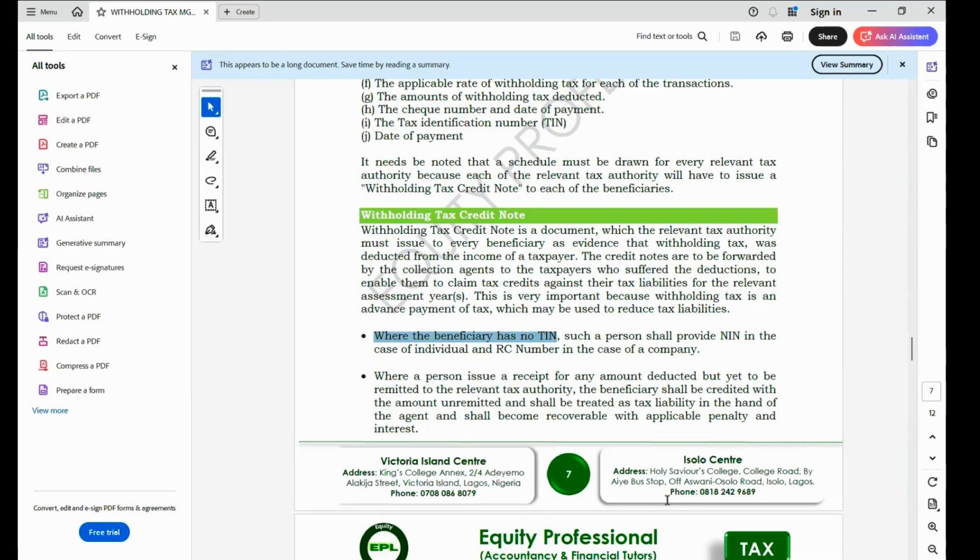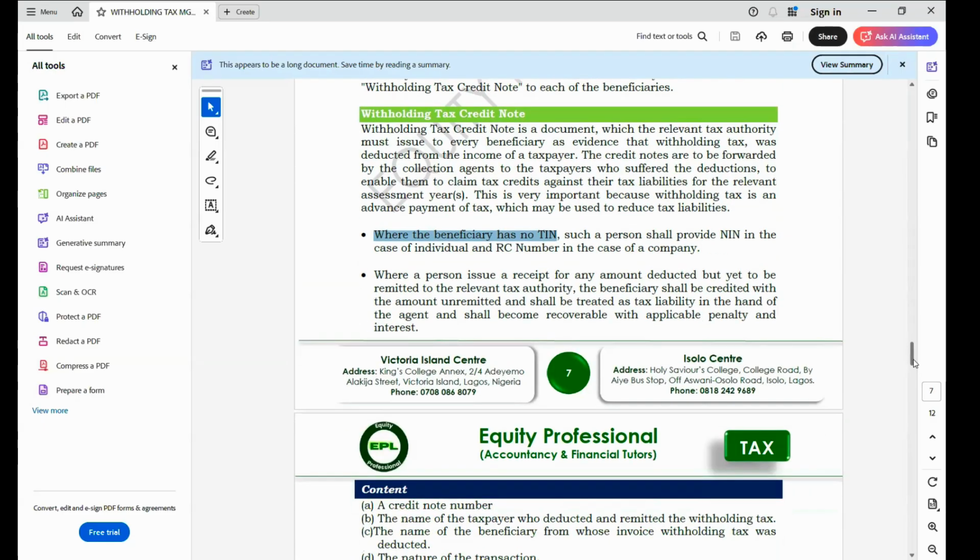Then, where a person issues a receipt for any amount deducted, but yet to be remitted to the relevant tax authority, the beneficiary shall be credited with the amount unremitted and it shall be treated as tax liability in the hand of the agent and shall become recoverable with applicable penalty and interest. So in our last class, we treated something about offenses, where I told you that where you deducted withholding tax, it is expected that you remit. But where you did not remit, the tax authority is not going to fight you for the amount of the remittance. They will charge you administrative penalty plus interest. So that is also being reiterated here.